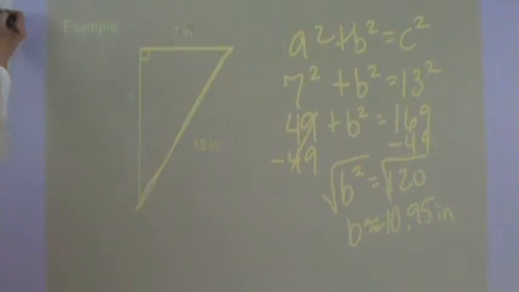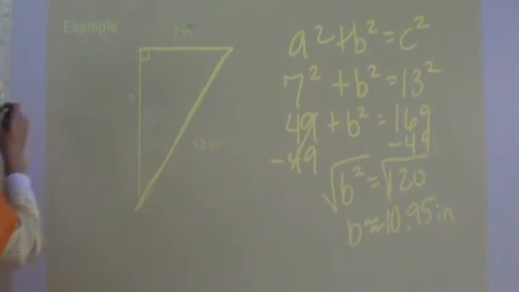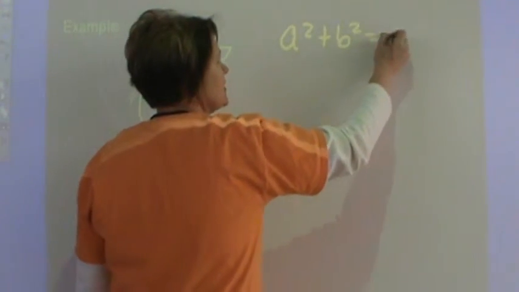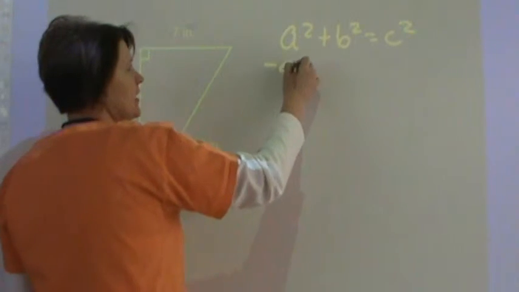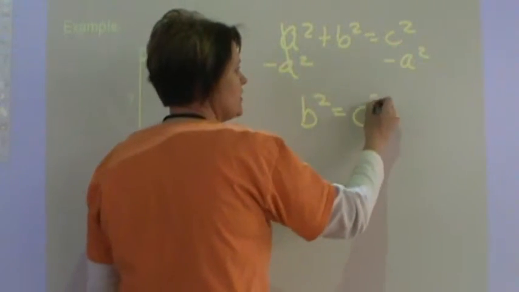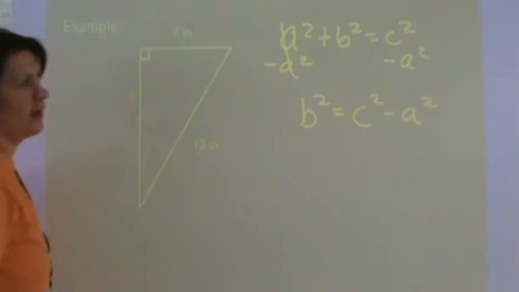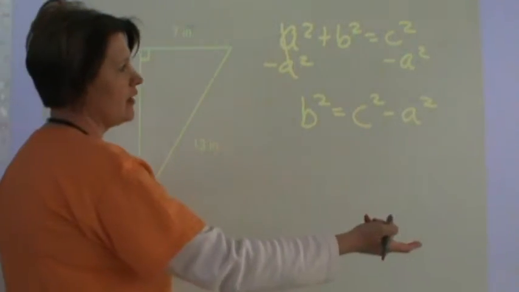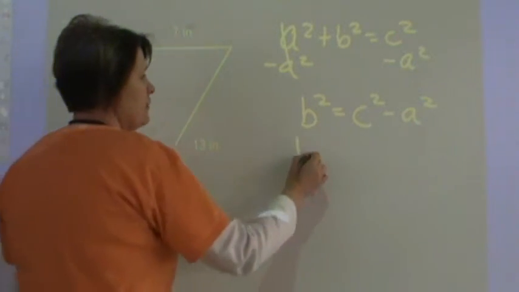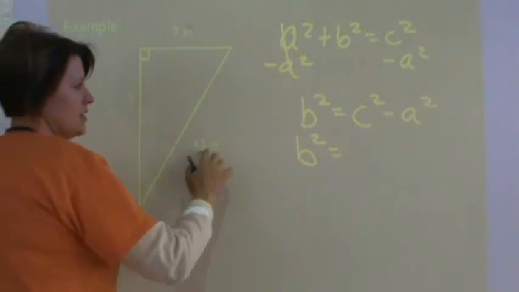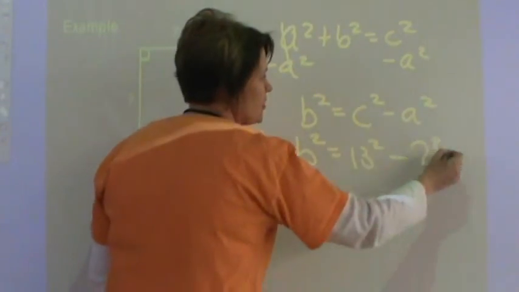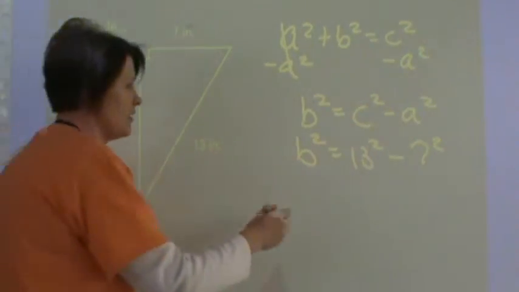Another way would be to reconfigure this equation. So instead of a squared plus b squared equals c squared, if I take this away, I could also have b squared equals c squared minus a squared. Okay, so you can take your hypotenuse minus one of the legs squared and get the other leg squared. So we can say b squared equals c squared minus a squared, which is essentially what I just did. It's just in a different order.